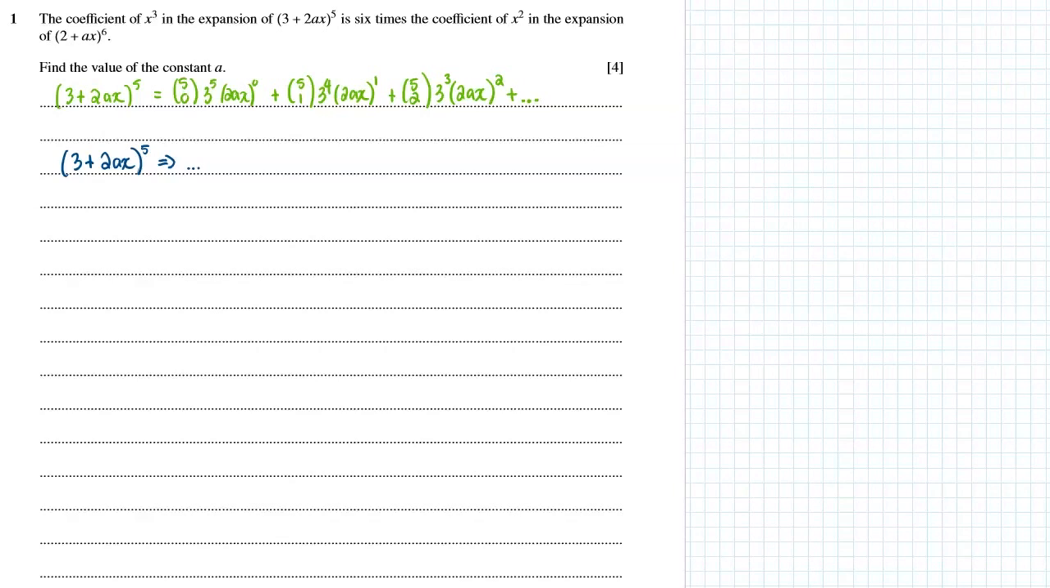Knowing those two things, it's fairly easy to find what we want. We look at it and ask, what makes x cubed? You have to take the 2ax and cube it. If we did that, that's going to make the x cubed. Well, what about the other term in the brackets? That's the 3. And what do we have to do to that? The powers have to add to 5. So if I'm cubing the 2ax, I'm going to square the 3. What about the combination out the front, 5c something? Just use the power on the second brackets, which is 3. So 5c3. Okay, and that's the term that we want, which is great.